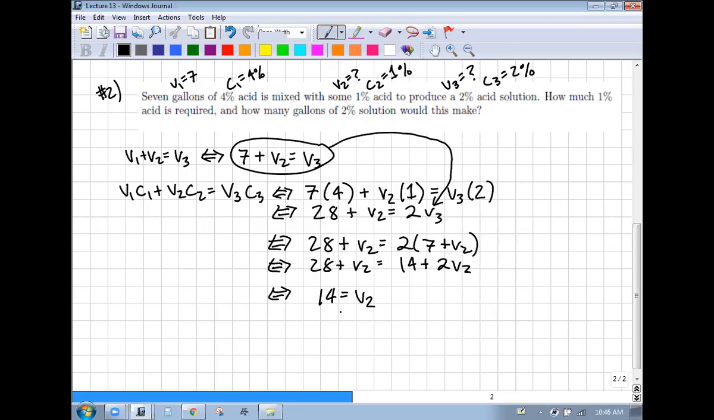Now that I know V1, I know V2, I can find V3. I just plug this back in here. V3 is 7 plus V2. And we know that V2 is 14 now. So V3 is 21.